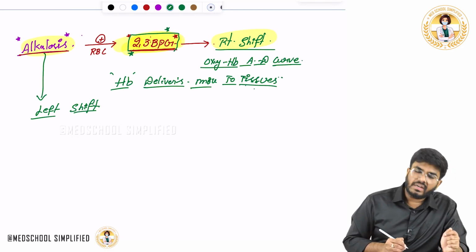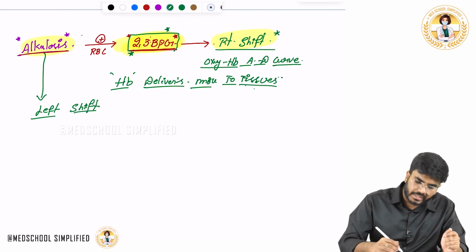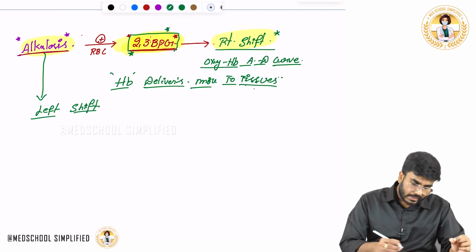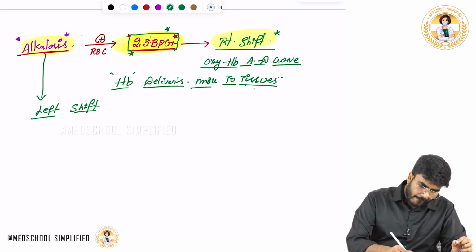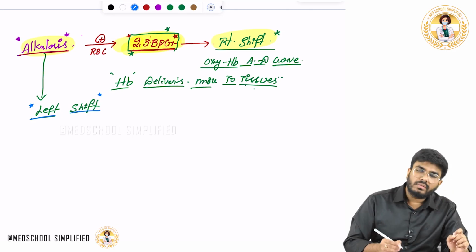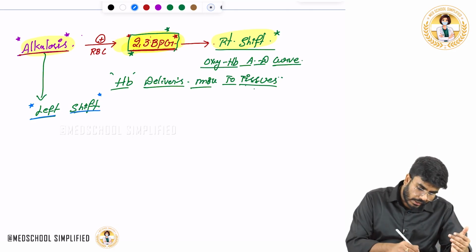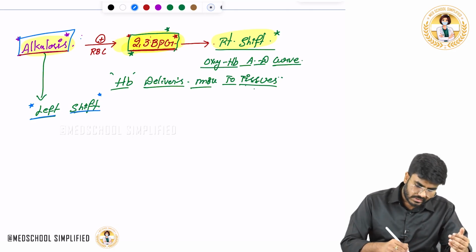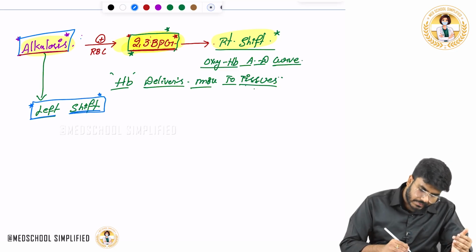Okay, right shift and left shift. I have explained about the right shift. Right shift means more oxygen will be delivered. In the alkalosis condition, left shift will occur. To be very frank, whenever there is alkalosis, left shift will occur.